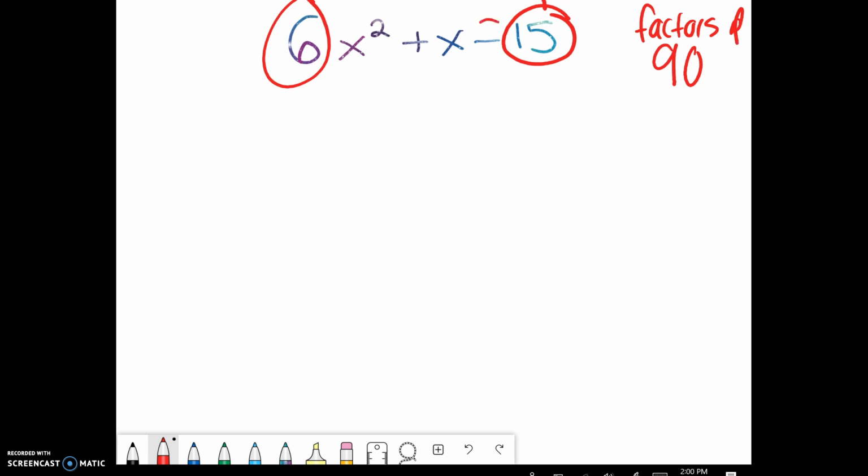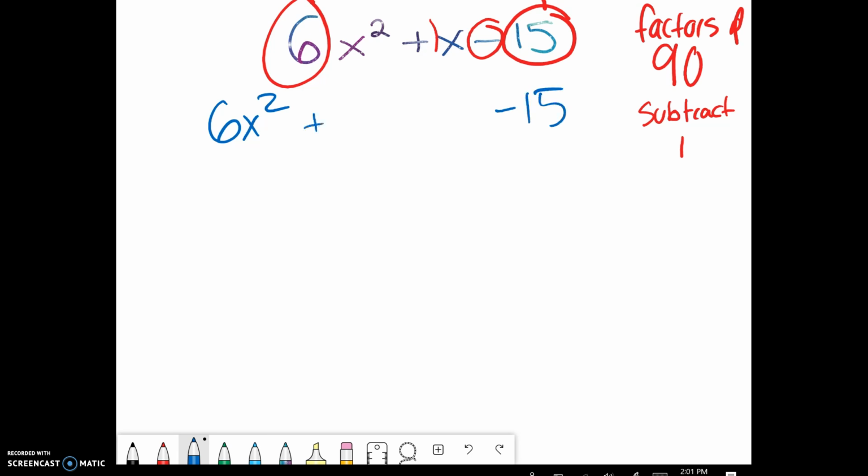that, in this case, subtract to 1. Okay, so I could say factors of negative 90 that add to 1, or factors of 90 that subtract to 1. The moral of the story is one's going to be positive, one's going to be negative. So I go ahead and write, I have my 6x squared, I'm still going to have my negative 15, and then I'm going to have plus something x minus something x, right?